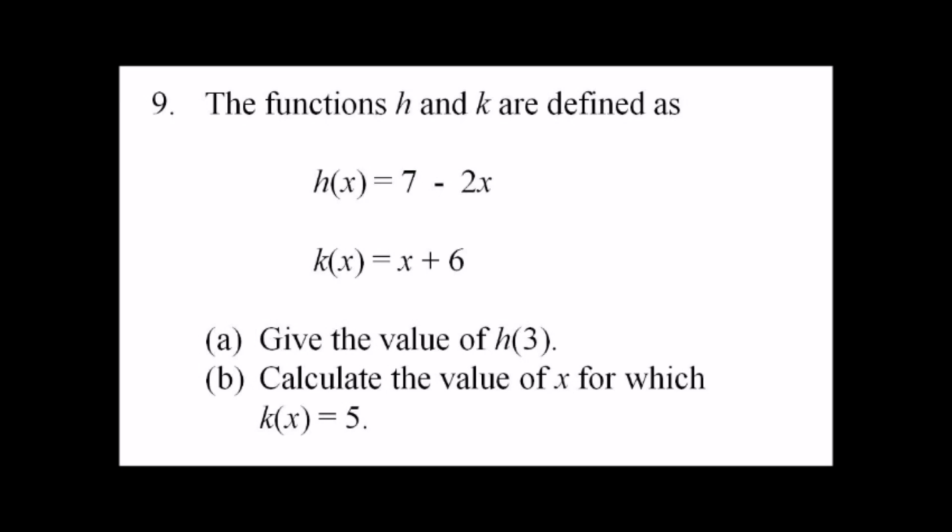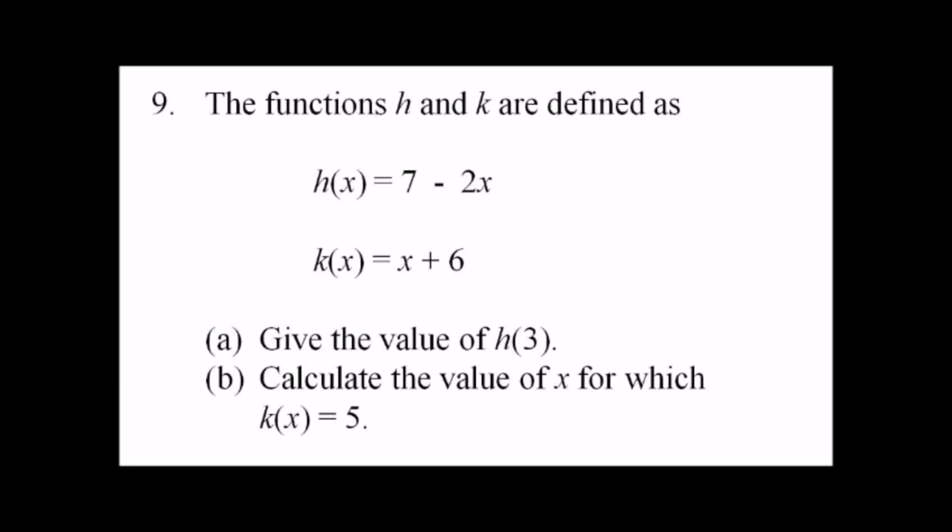And we move right along on to number 9. The functions h and k are defined as h of x is 7 minus 2x, k of x is x plus 6. A, give the value of h of 3, and b, calculate the value of x for which k of x is equal to 5. So again, work the first part where h of 3, go to h of x, and where you see x, you put 3, and then work it. It's as easy as that, guys.